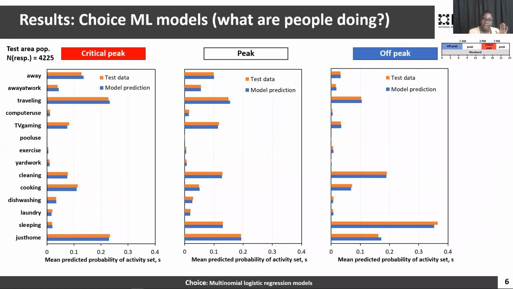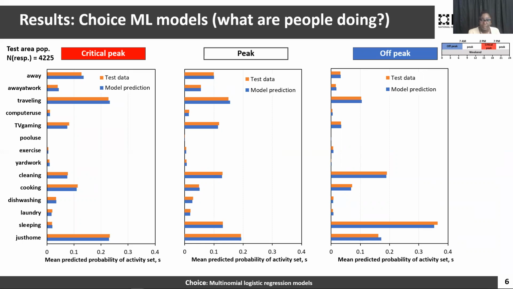So to test our predictive models, we used separate test data that the models had not seen before, more like a service area that utilities or DF programs might be interested in. Of course, our test area has 4,225 people in total. That's in orange. And for this presentation, we are looking at the different periods on a weekday.